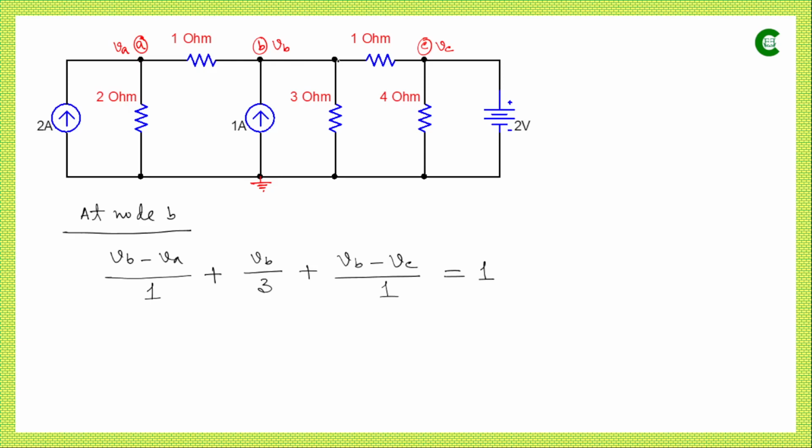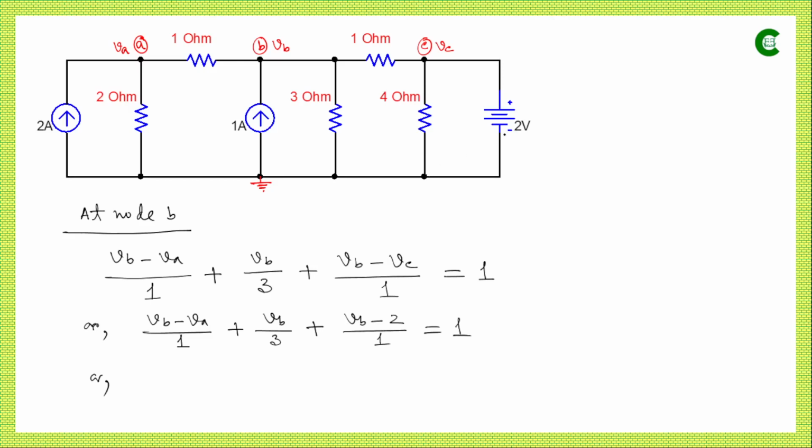As we know, these 2 nodes are the same, so here it will be VB minus 0 divided by 3, plus the current flowing through this branch, which is again leaving, so it will be VB minus VC divided by 1, and that will be equal to the total incoming currents. For this node B, the only incoming current is 1 ampere. So the summation of these 3 currents will be equal to 1. Now if we simplify this equation further, VC has been replaced by 2. Why? Because the potential difference between these 2 points is VC minus 0.